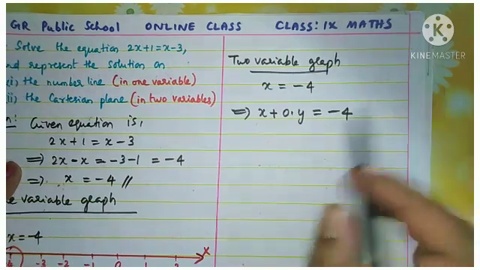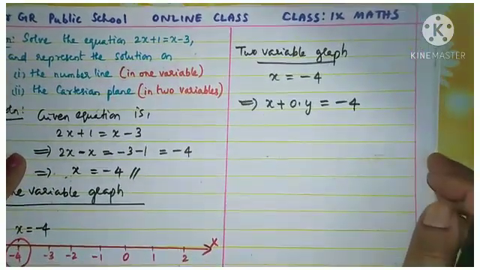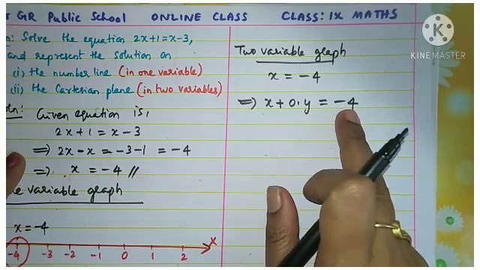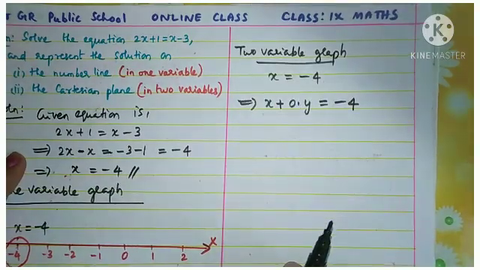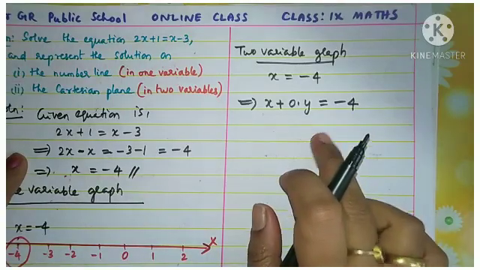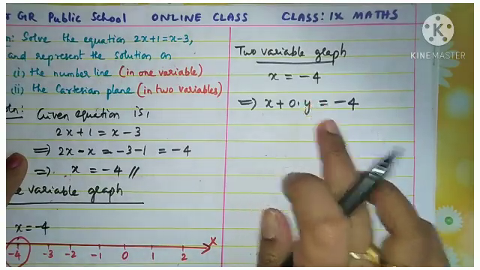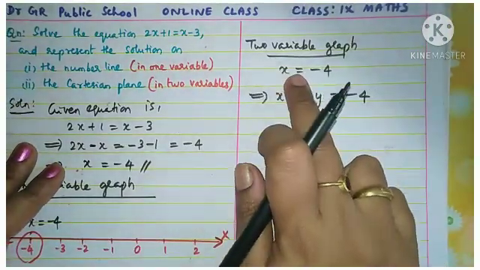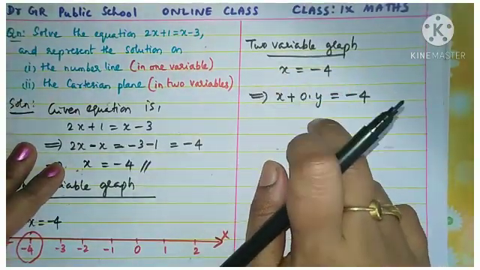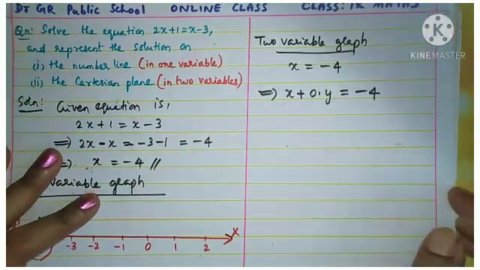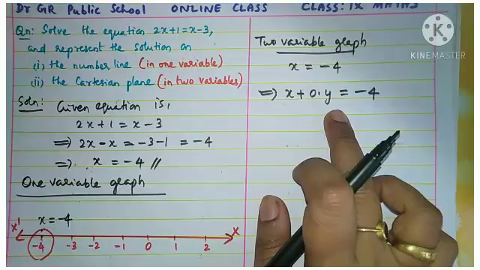Correct? So as we did previously, you want to draw the Cartesian plane and through x equal to minus 4 you want to draw a straight line, and that will give you the graph in two variables for x equal to minus 4. And here also, you see x equal to a number, so this graph will also be parallel to the y axis. So let us see the graph now, x equal to minus 4.